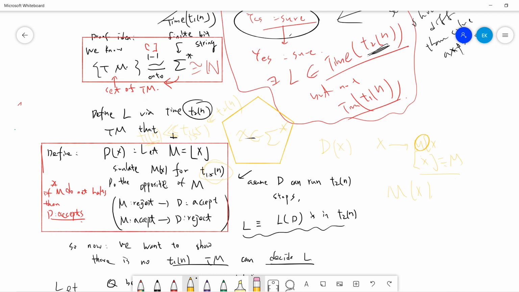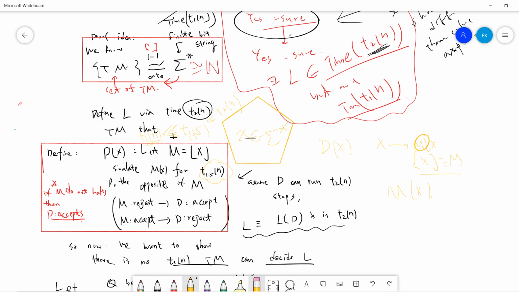Actually, nobody cares. Okay, and we assume that all of these steps D can run in t2(n). So basically, D always halts in t2(n) time. That's why I assume that t2(n) is much larger than t1(n). Okay, so this language is in t2(n).